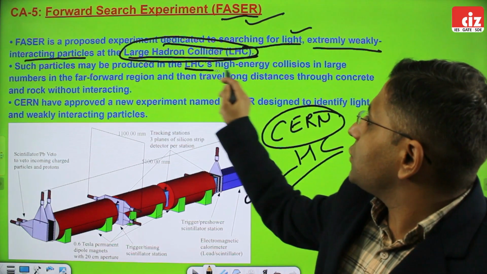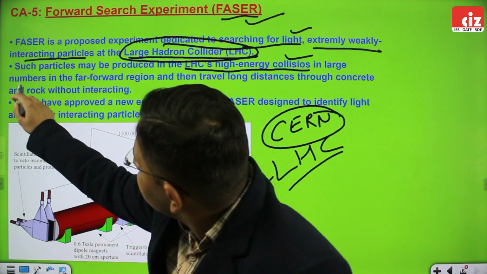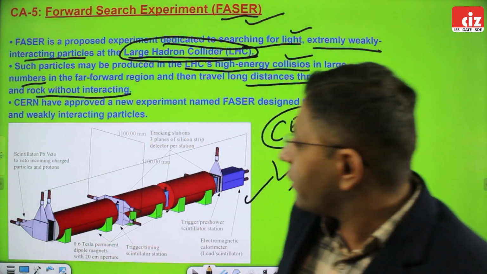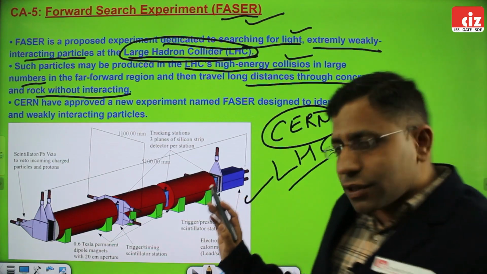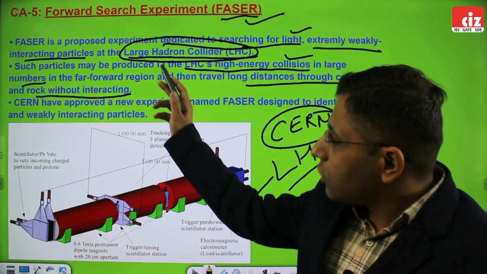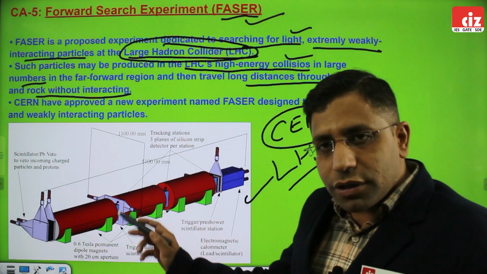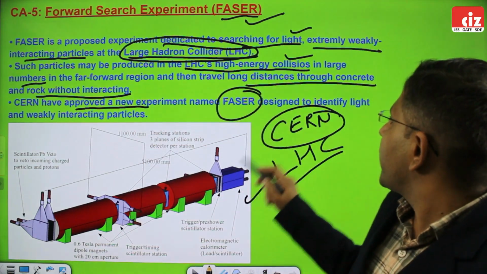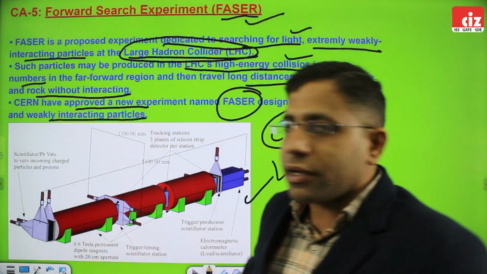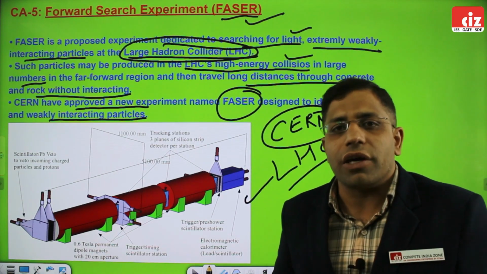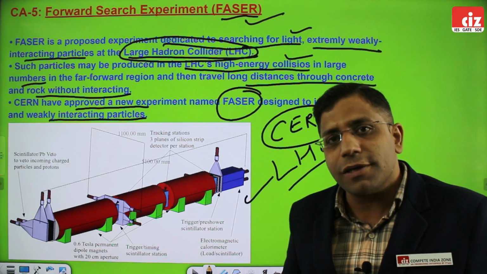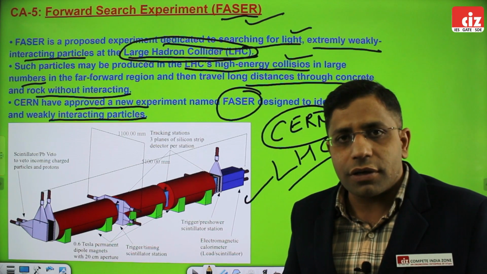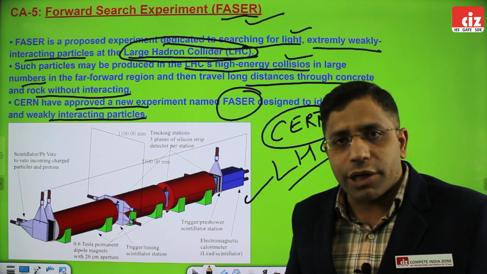There are certain particles which may be produced in LHC's high energy collisions in large numbers in the far forward region and then travel long distances through concrete and rock without interacting. So overall, this concept is visible in this diagram. All the modules and the executive parts are used in this LHC. CERN has approved a new experiment named FASER, designed to identify light and weakly interacting particles. So CERN is the concerned agency working to identify the weak as well as the light particles, which will be used further in the FASER experiment. So please understand the terminology of FASER, the acronym of FASER, and the major aims and objectives of FASER.